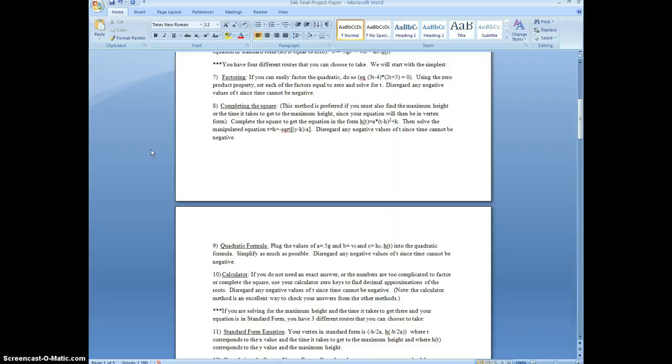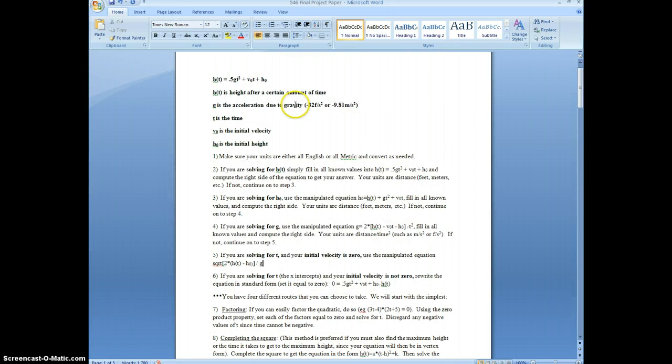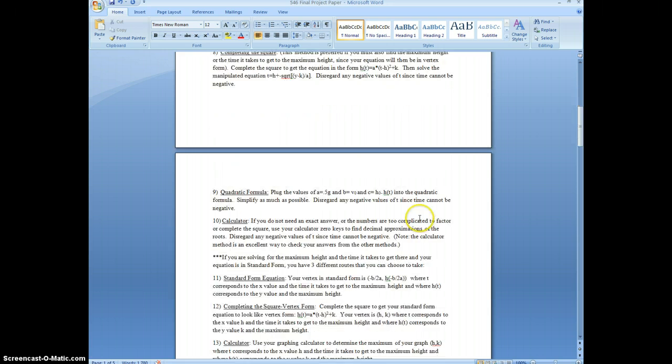The little danger zone with this is, notice that our vertex has the variables of h and k. So if the students are working with the manipulated equation and getting to vertex form, it's very important that they realize that this is different than h naught and h of t up above.